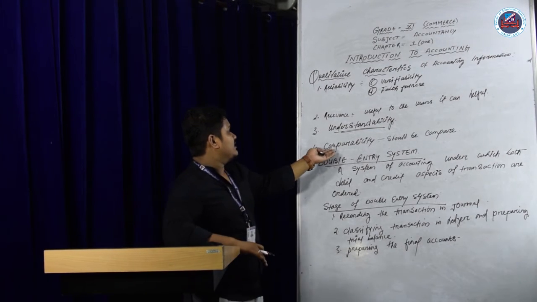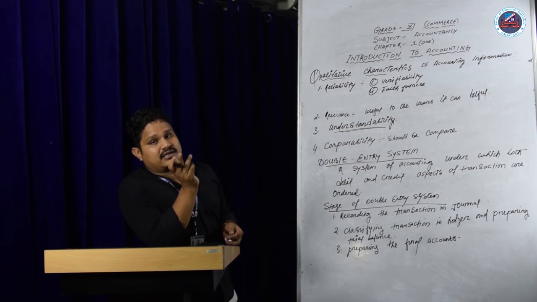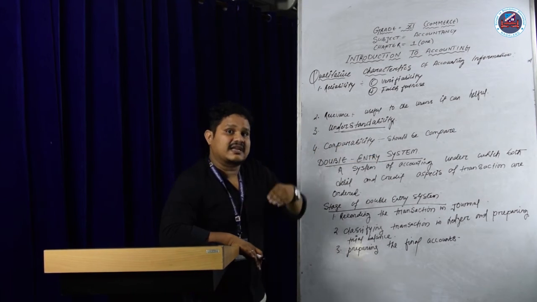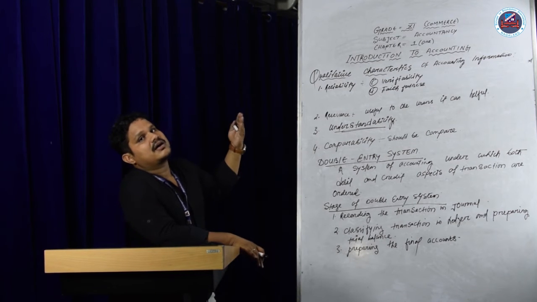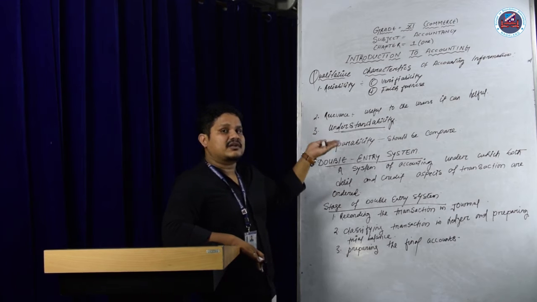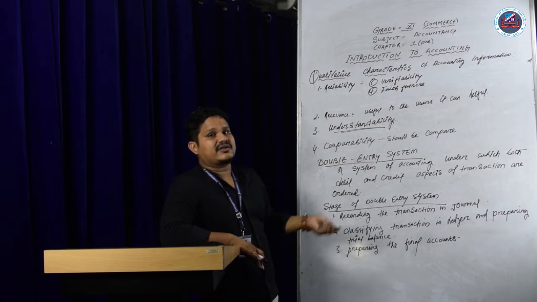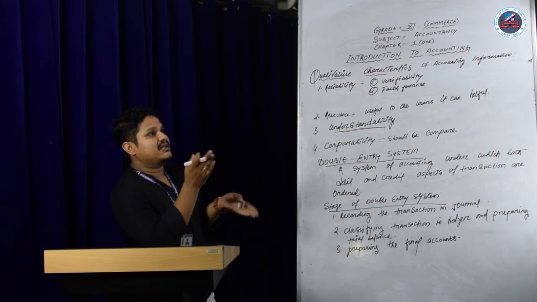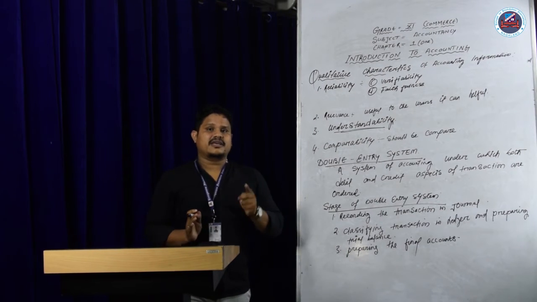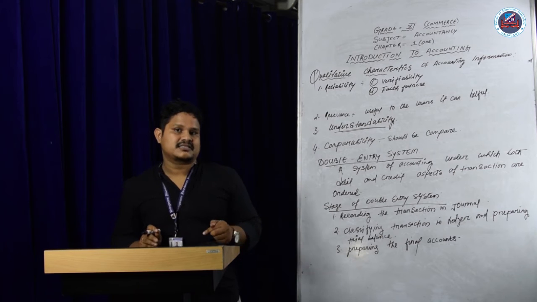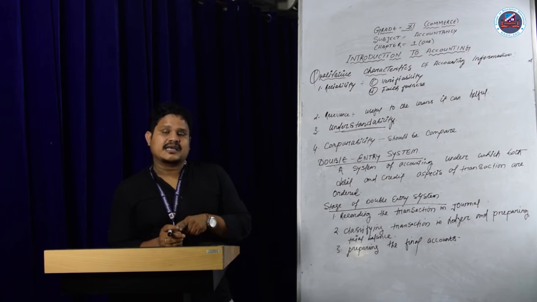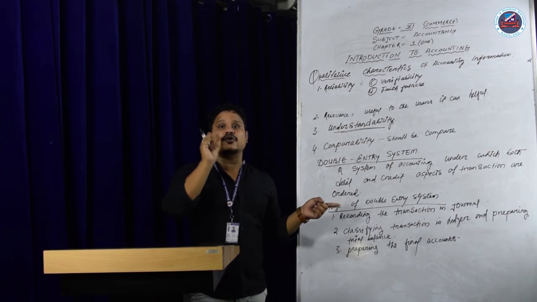And comparability means what? See, we know that every year the balance sheet is compared to the previous year's balance sheet. Now this year's balance sheet is compared to the last year's balance sheet. That means in a firm they prepare 3-4 balance sheets together. Why are they preparing? Because if our assets are 5 rupees, next year should be 6 rupees. If it is 6 rupees this year, next year 7 rupees, there is something wrong.